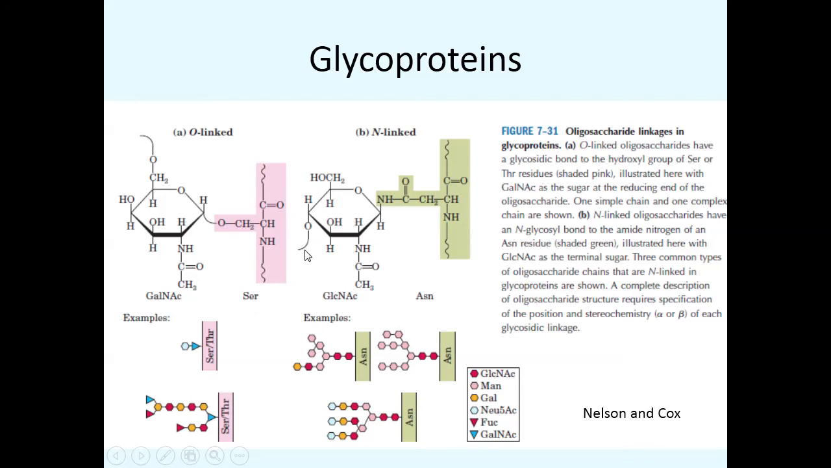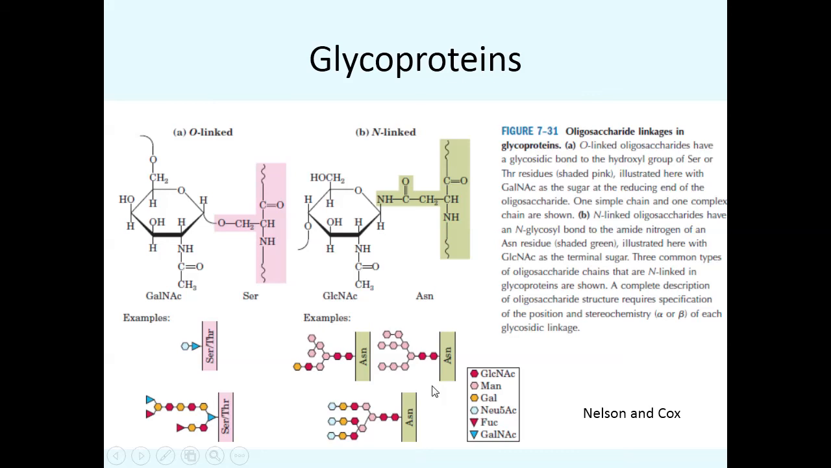The other type of linkage is called N-linked glycoproteins because this glycosylation takes place by means of a nitrogen atom. This is shown on the right side of the figure. The amino acid asparagine is required for N-linked glycosylation as shown here. Different oligosaccharides attached to these glycoproteins are shown by means of these symbols below.